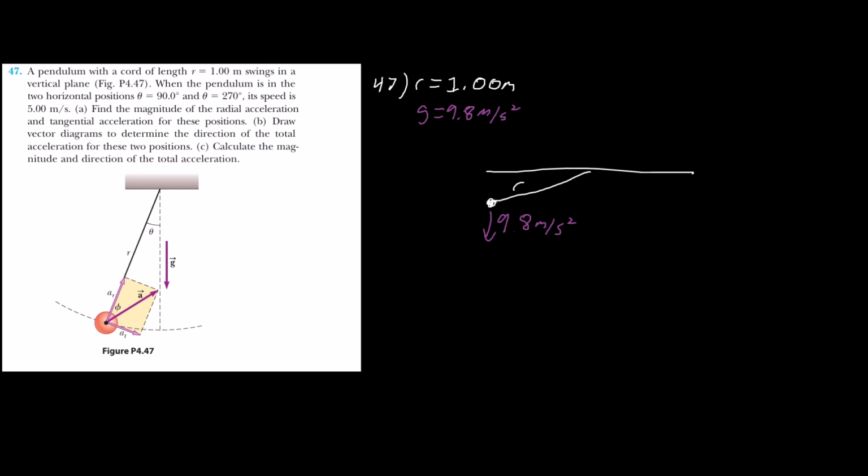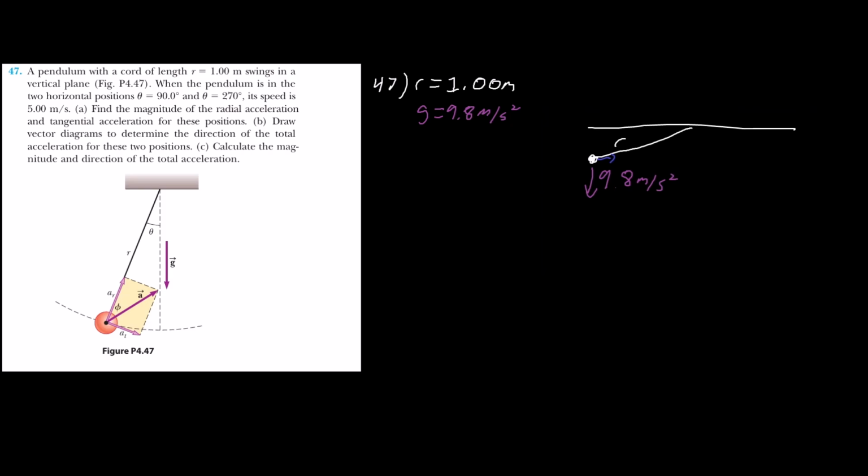As it's going right here, momentarily the centripetal acceleration, believe it or not, is actually zero by the looks of this. But the moment it's going down, and the moment it's vertical on this side, as much stretch as it can be, it's going to provide this component of the acceleration. And the question for part A is asking: find the magnitude of the radial and the tangential acceleration for these positions.